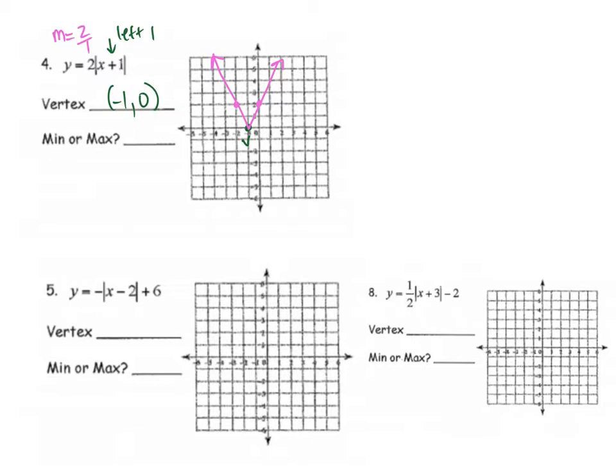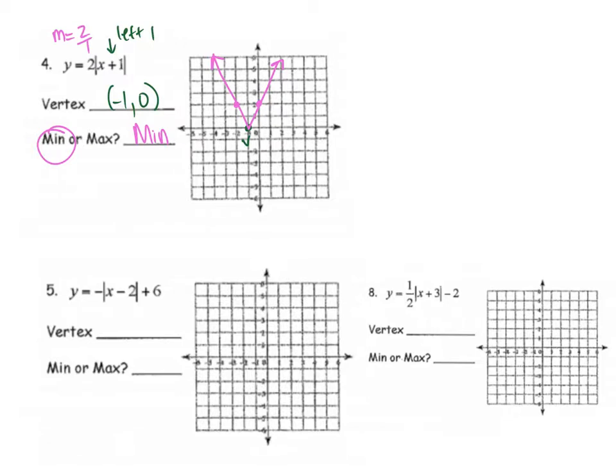And so this here, the vertex here, is the lowest point on the graph. So this here is going to be our minimum. Our vertex is the minimum here. And that's it. So remember that for absolute value, you have to plot 3 points to make sure that you actually draw the correct graph.